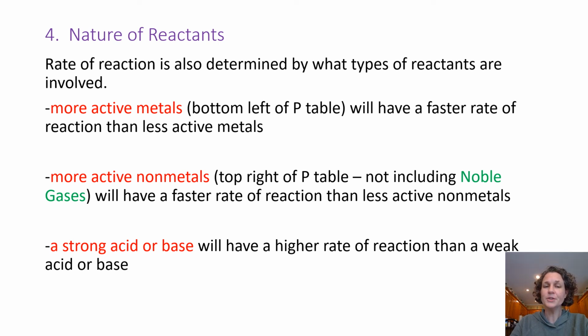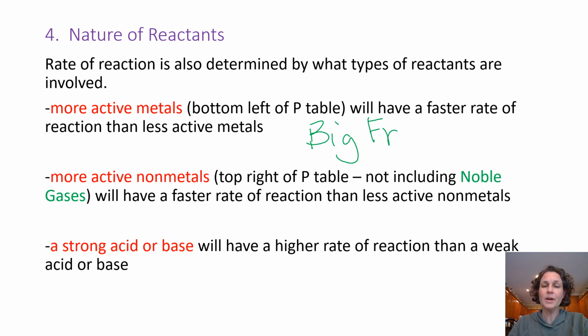The more active metals are the bottom left of the periodic table. So there's our good buddy Big Frank again, Big Frank. And anything that is close to him is going to have a faster reaction rate than something that is farther away. So if I were to ever ask you what's going to have a faster reaction rate, and I was asking you to compare something like, sorry, I don't have a periodic table from it. If they were comparing something like calcium versus cobalt, calcium is much closer to Fr, so it's going to react faster.